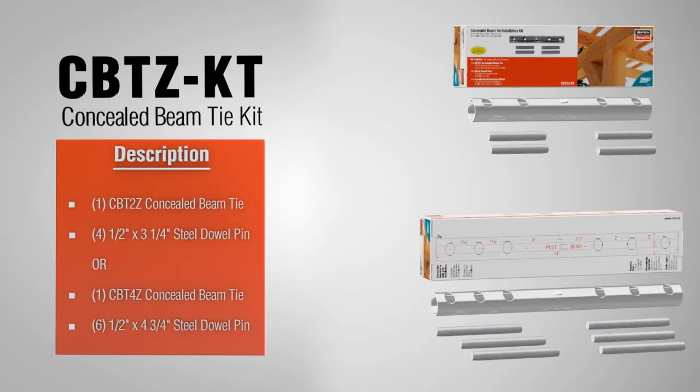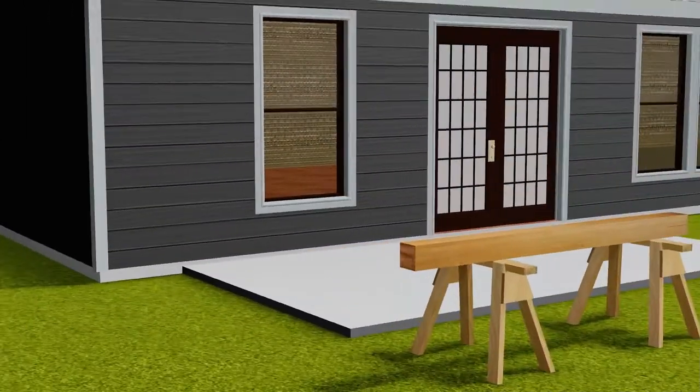The CBTZ is sold as a kit that includes the required dowel pin fasteners, installation instructions, and a template which can be cut from the bottom of the packaging.